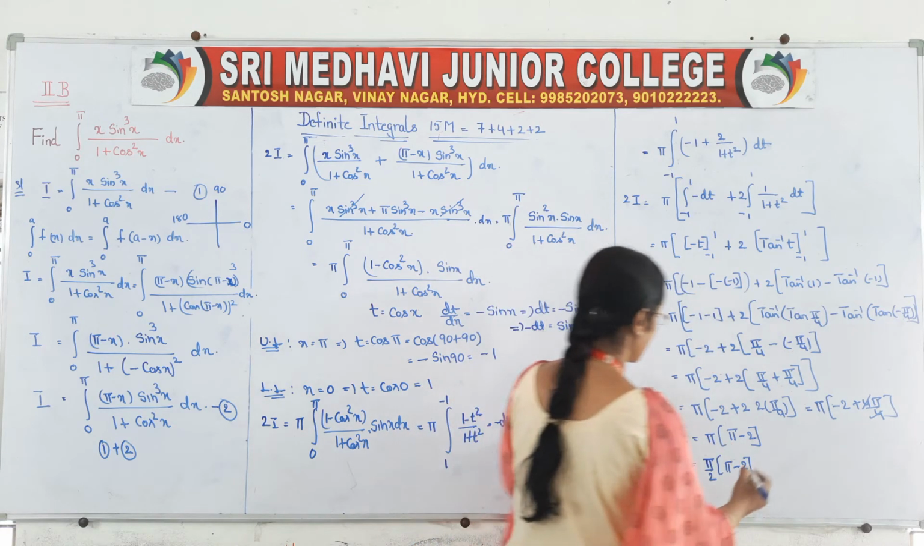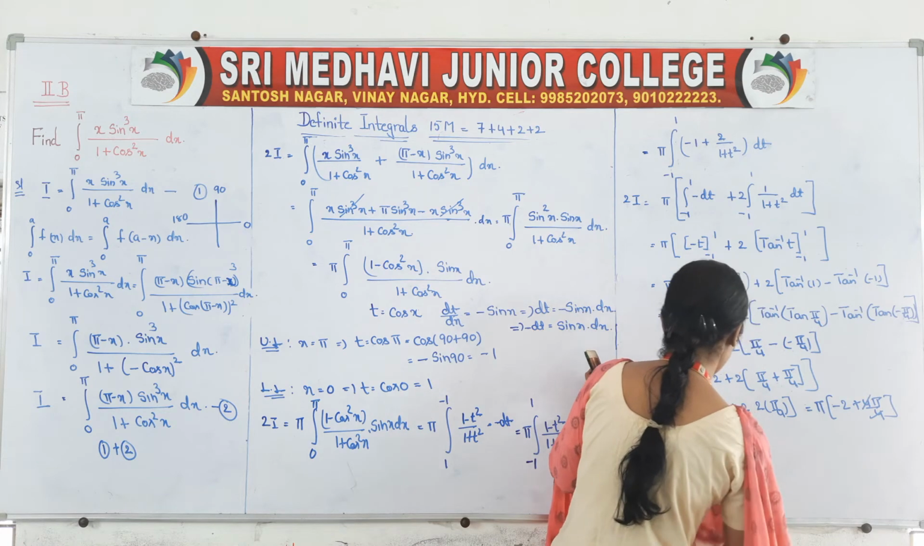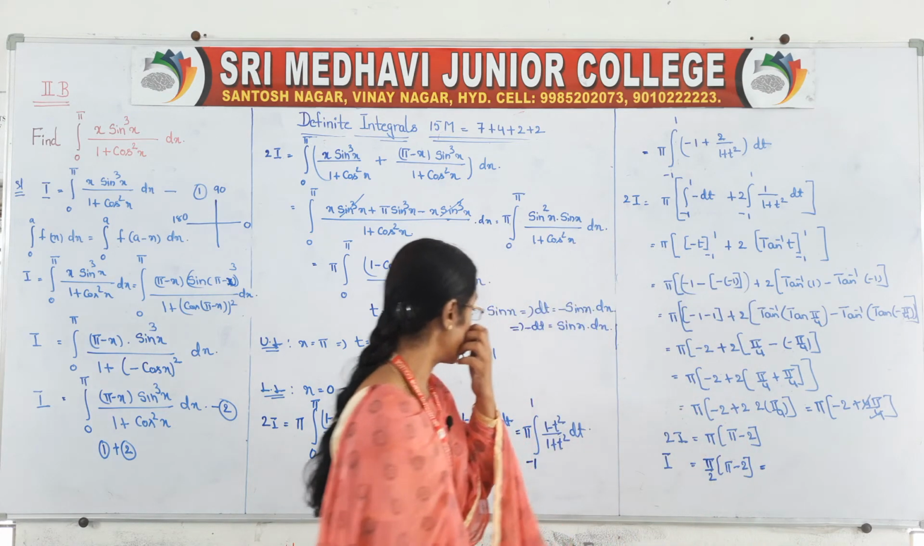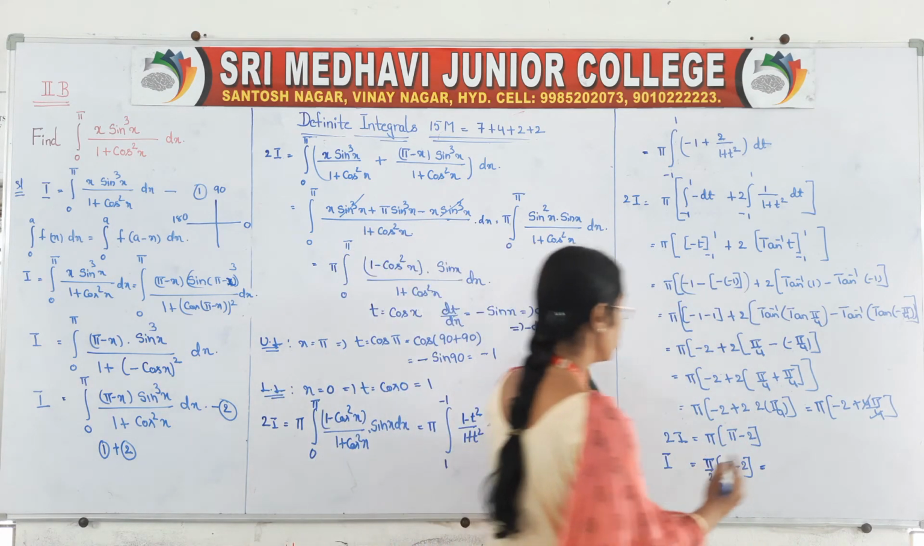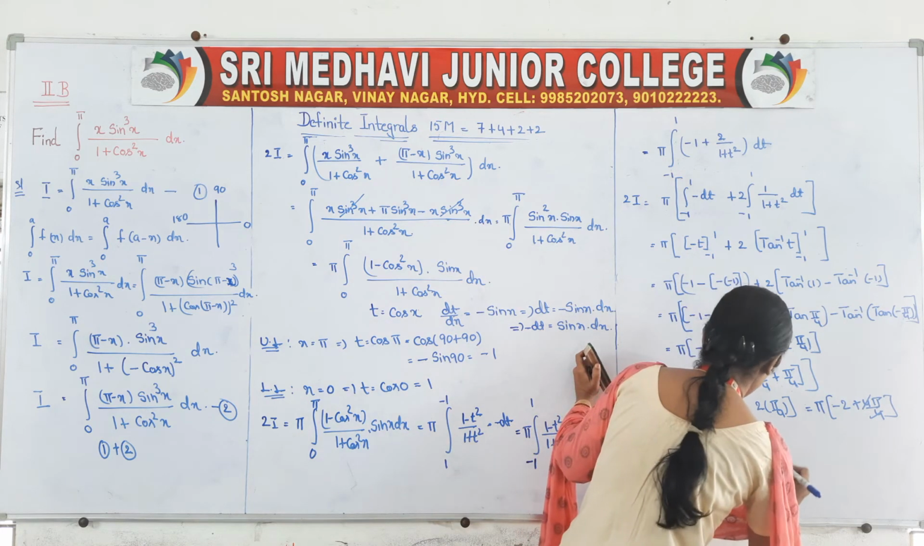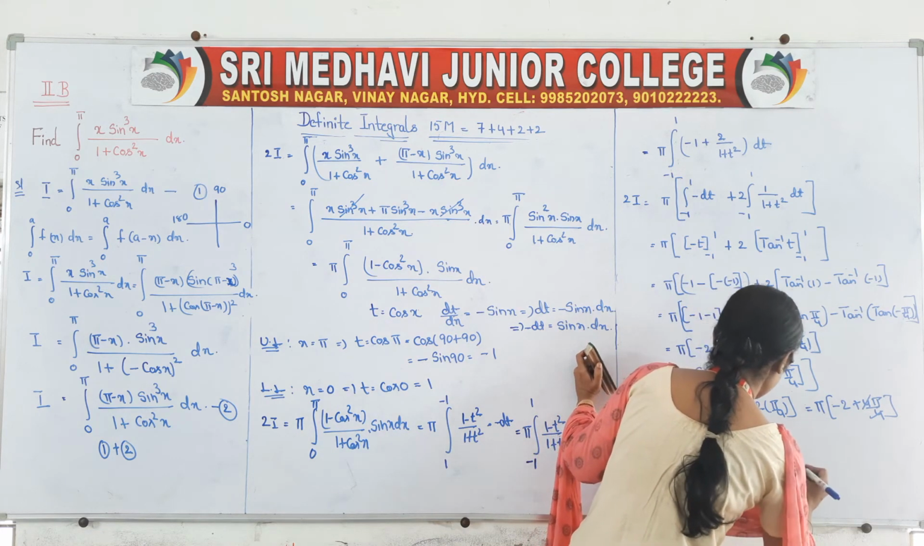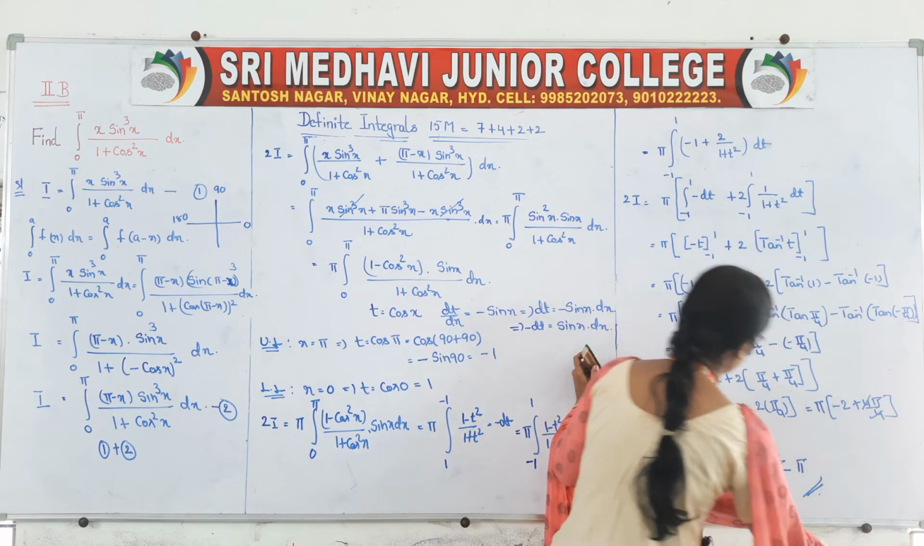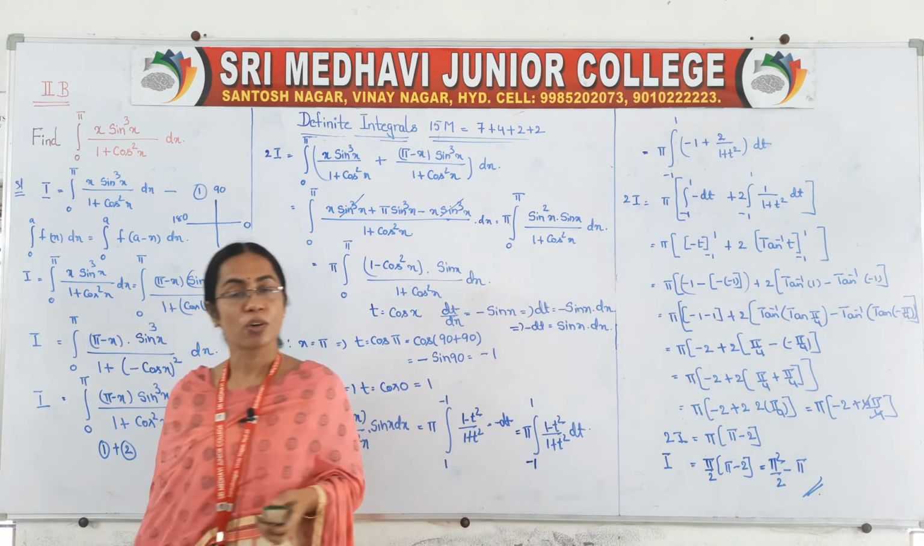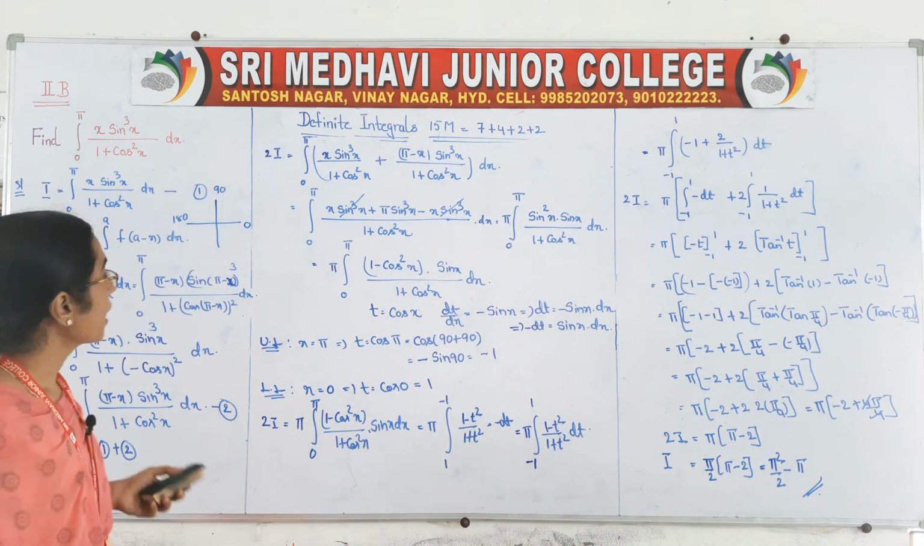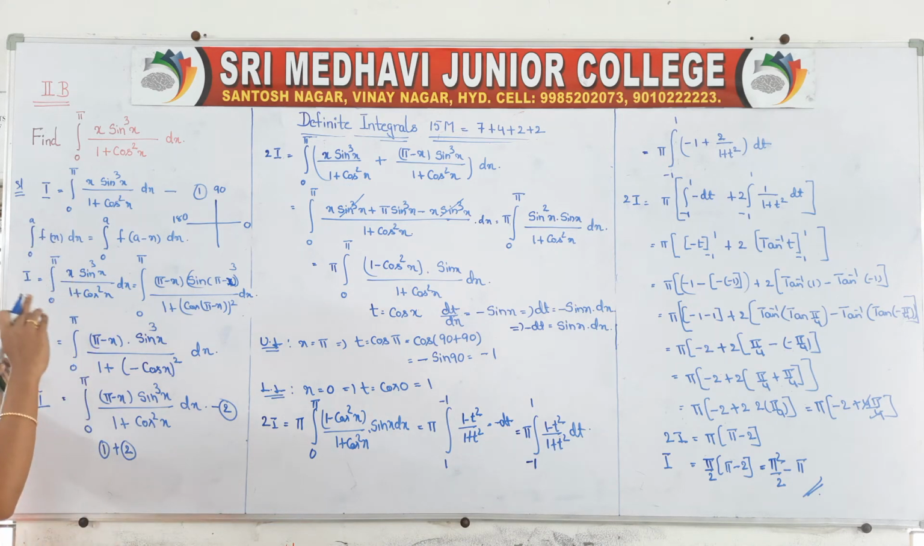Or if you send it inside, what happens? 2 will get cancelled, right? Pi square by 2 minus pi. This is the answer to your question. Okay, so be careful while solving the problem.